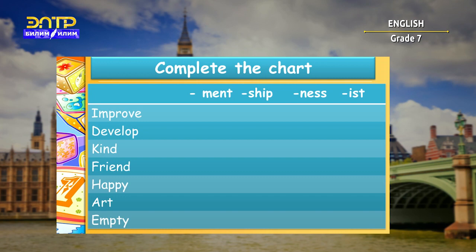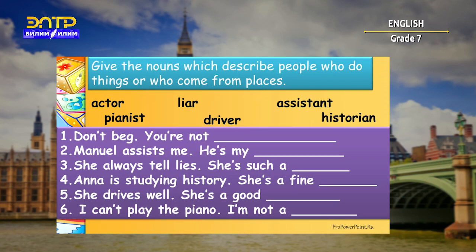Time is up. Let's check your answers. So the first word, which is verb improve, becomes a noun like improvement with the help of the suffix ment. And the second one, develop, development. The next one, kind, kindness, friend, friendship, happy, happiness, art, artist, empty, emptiness. Good job.